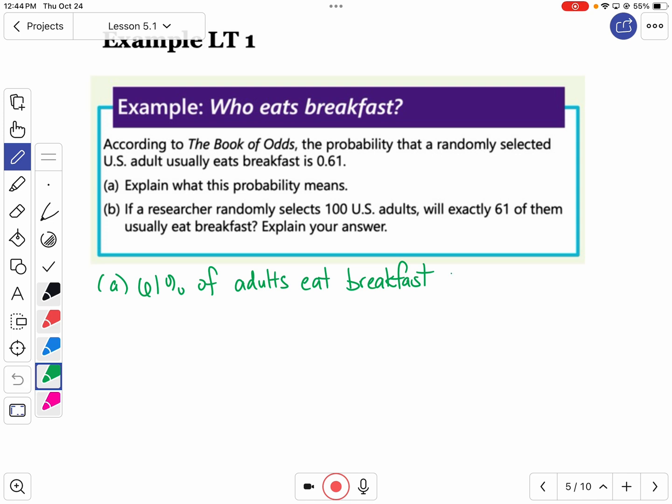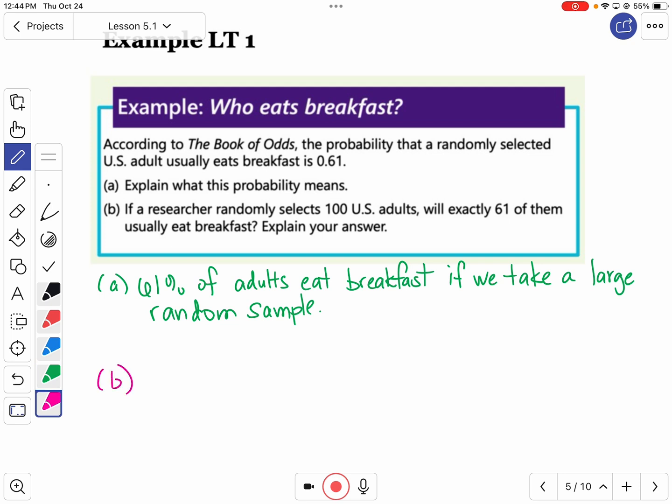We want to clarify that if we take a large random sample. Okay, if I only took 5 people, probably wouldn't hit 61%. But if I take a large random sample, 61% of the adults eat breakfast. That's what it means. And then for question B, if a researcher randomly selects 100 people, will exactly 61 of them eat breakfast? No. Okay? No 2 simulations are the same.